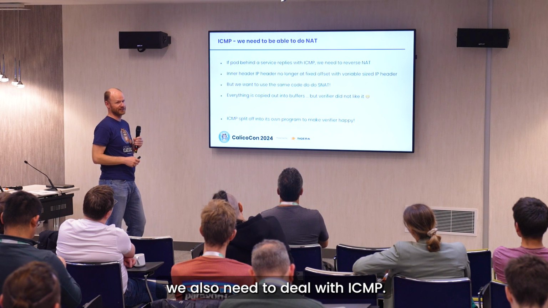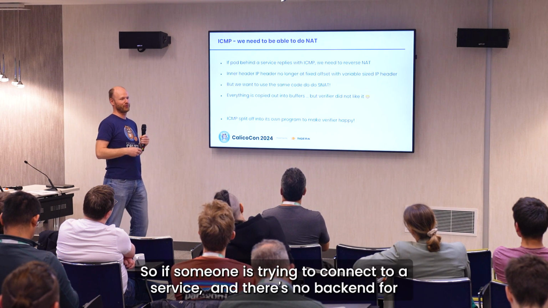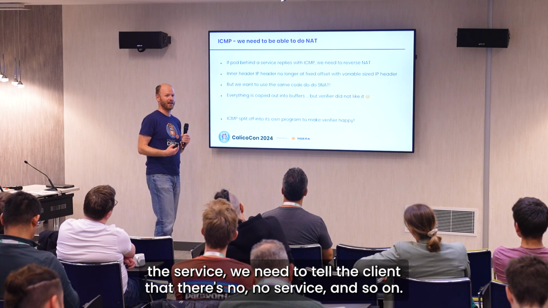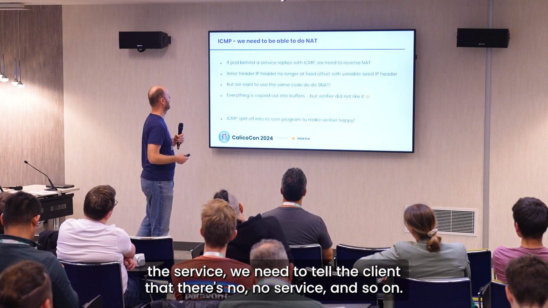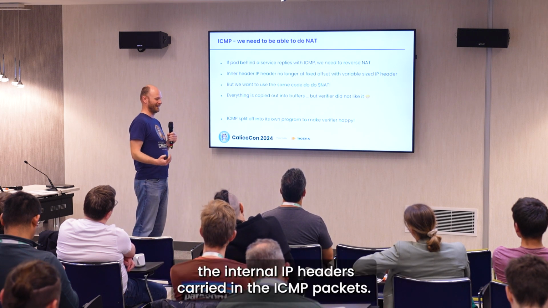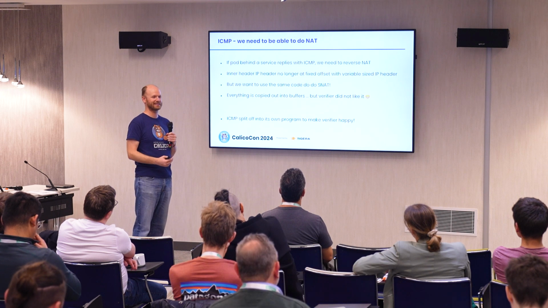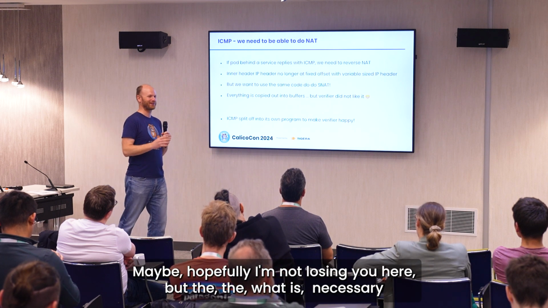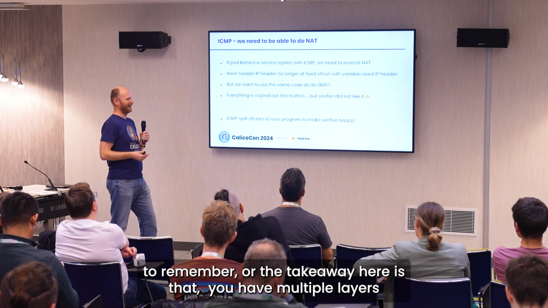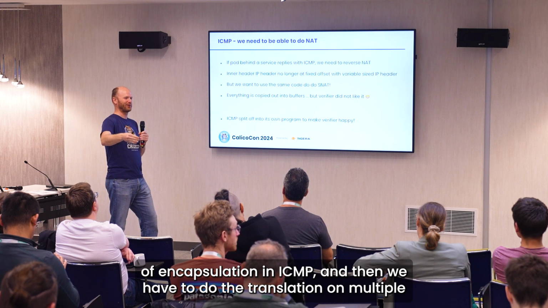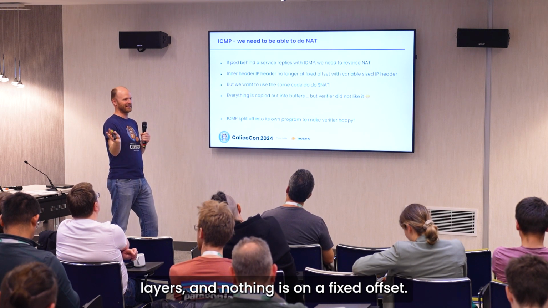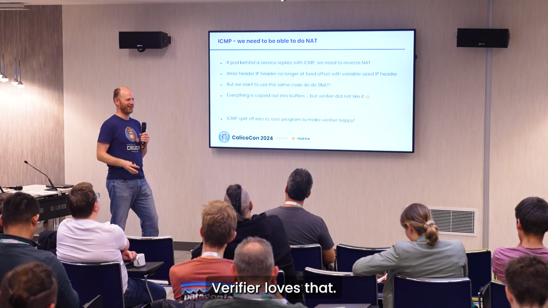We also need to deal with ICMP. That's the corner cases. So if someone is trying to connect to a service and there's no backend for the service, we need to tell the client that there's no service, and so on. And with that, we get to the point where we have to reverse NAT the internal IP headers carried in the ICMP packets. Hopefully I'm not losing you here, but the takeaway is that you have multiple layers of encapsulation in ICMP and then we have to do the translation on multiple layers, and nothing is on a fixed offset. Verifier loves that.